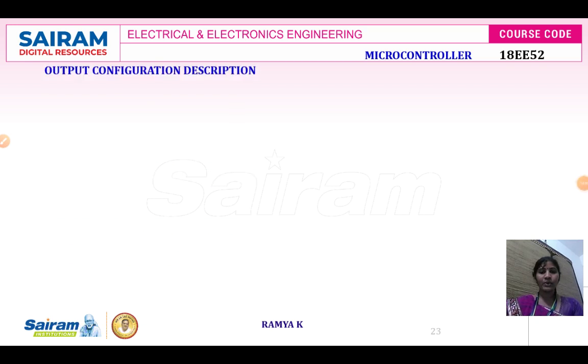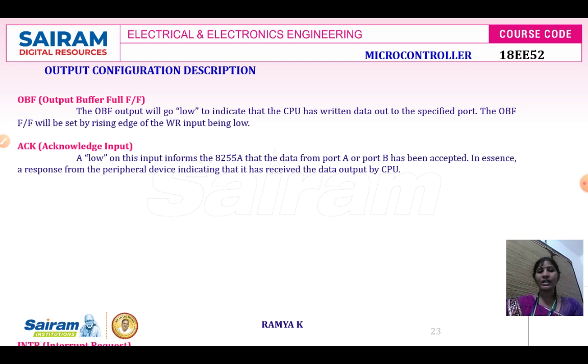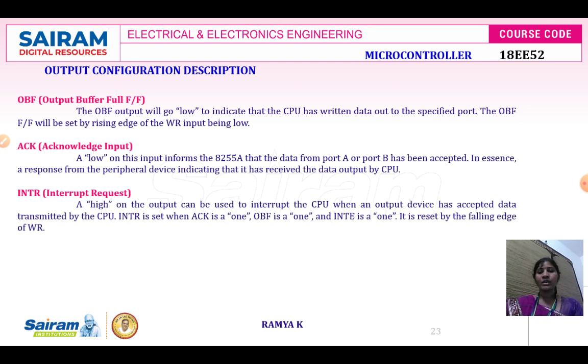So in this output configuration description, what is meant by output buffer full? Already we have discussed what is meant by output buffer full. When the output data is latched, it goes high. Once the data is latched, it will give an acknowledgement signal, and interrupt request is the signal whenever the peripheral is requesting the CPU. INTEA is the interrupt enable. It is set or reset by the bit set reset mode of PC6. INTEB in the sense it is controlled by set and reset mode, that is BSR mode, PC2.